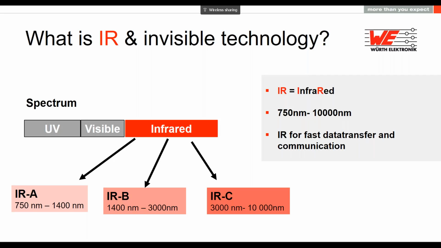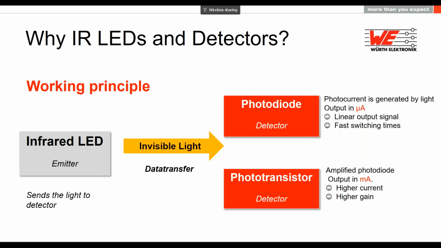And of course, what is it used for, if not for illumination, since the eye cannot see it? Basically, the main use of infrared LEDs, because it's not absorbed or doesn't decay that fast, is for fast data transfers and communications. And how do we achieve this? We use an infrared emitter and couple it with different types of photodetectors or light detectors, and use the invisible light for data transfer.